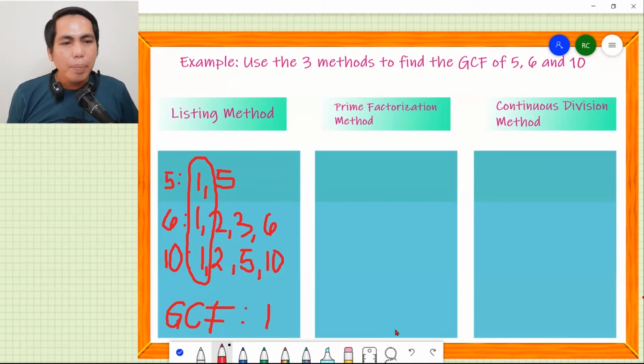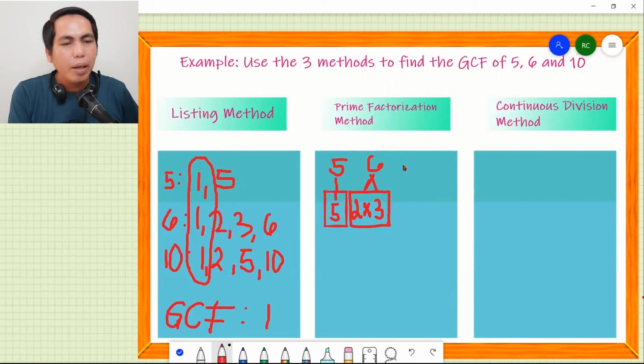Now let's use the prime factorization. So let's start with 5. Since 5 is already a prime number, we will just bring it down as 5. So the prime factorization of 5 is 5. For 6, we have 2 times 3. So the prime factorization of 6 is 2 times 3. For 10, we have 2 times 5.